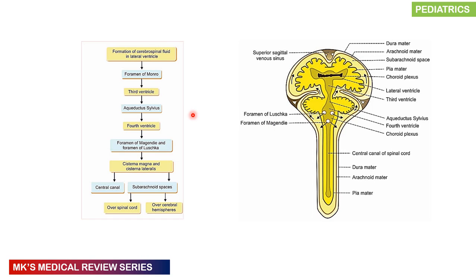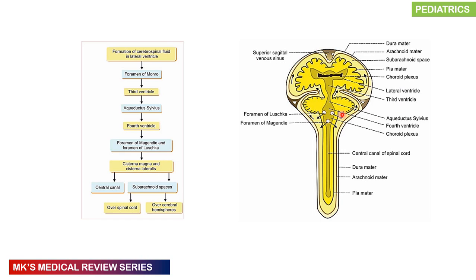So here's a schematic to help you remember. So the formation of CSF fluid in the lateral ventricle passes through the foramen of Monro to the third ventricle, then from the third ventricle to the fourth ventricle via the aqueduct of Sylvius, then of course through the foramen of Magendie and foramen of Luschka into the cistern magna as well as the cistern lateralis, which are into the central canal as well as the subarachnoid spaces over the spinal cord and over the cerebral hemispheres. That's how CSF is going to be flowing.